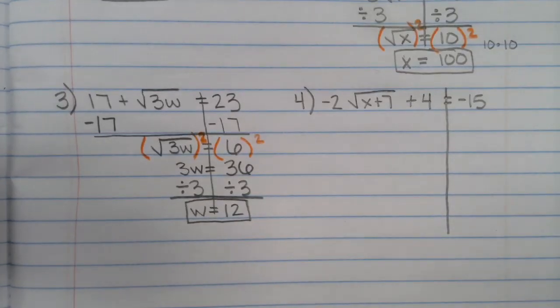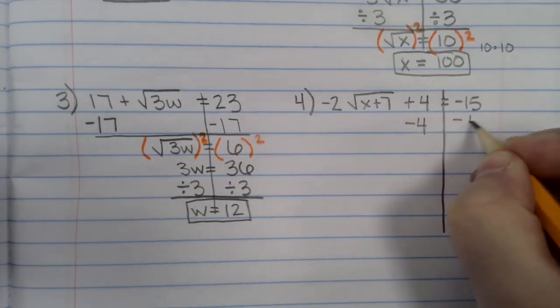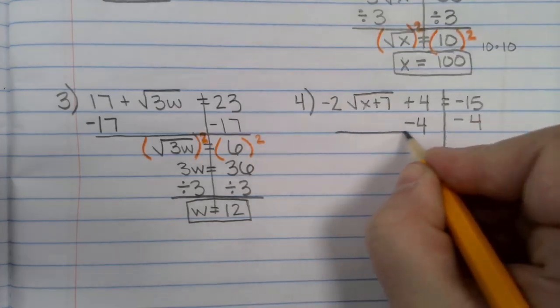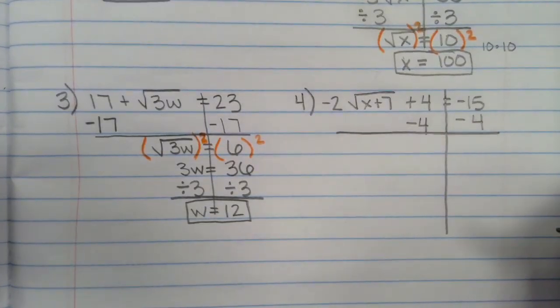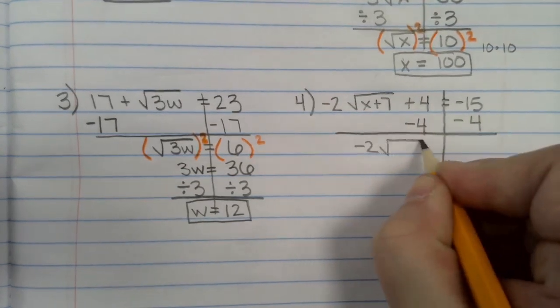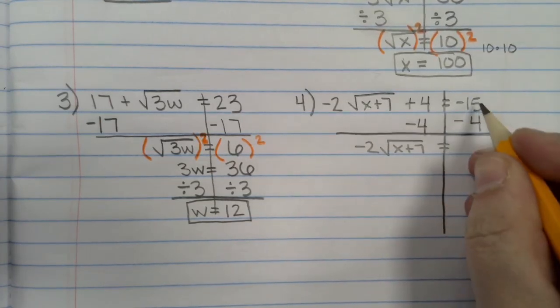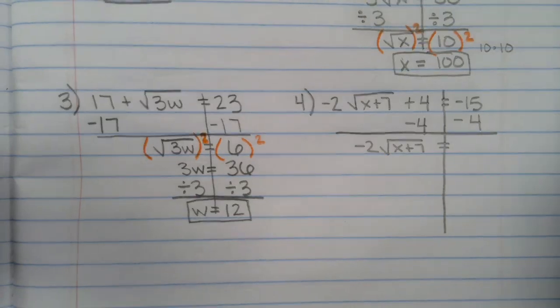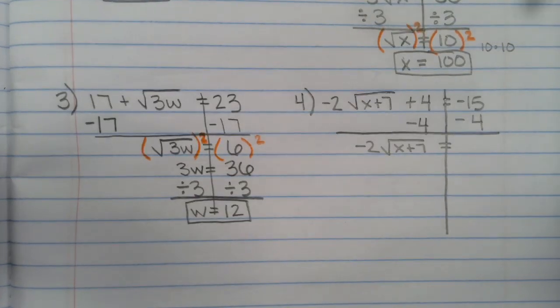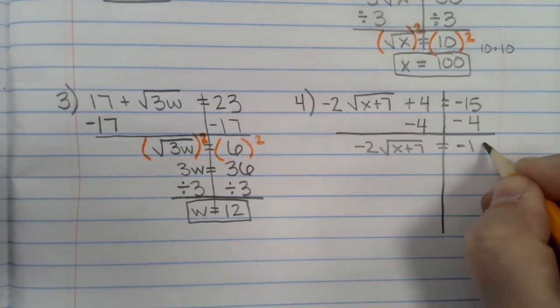Okay, so how do we undo a plus 4? Subtract 4. All right, so we get negative 2 square root of x plus 7 equals, now if I have negative 15 minus 4. They're both negative, so it's like we're going to add. And together that would be negative 19.